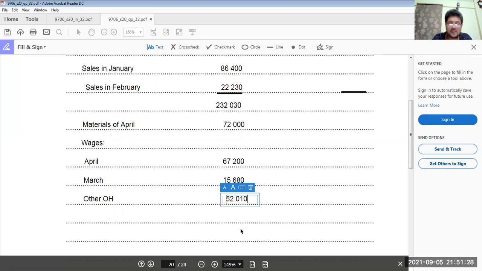Got it? So we have 1, 2, 3, 4 payments. Okay. Now we'll get a total of 4 payments over here. And the total payments is how much? We're just calculating the total payments. Total outflows. How much? 72,000 plus 7,500 plus 15,680 plus 52,010. 206,890 is the total. 206,890. Okay. So cash balance.